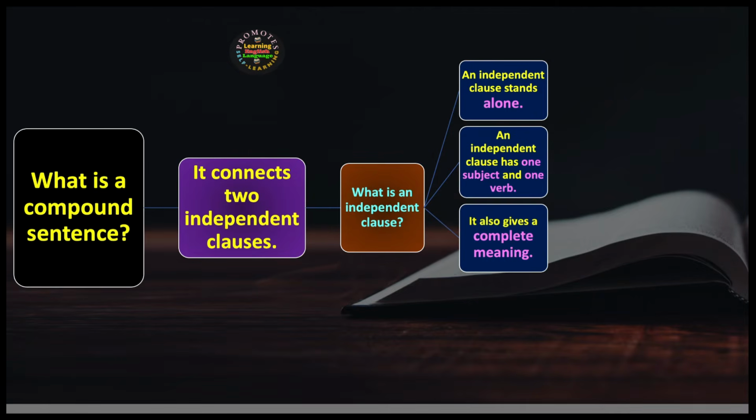Take another example, another idea. It also gives a complete meaning, like a simple sentence. So the point we come to is that an independent clause has the same features as those of a simple sentence. Therefore, we can say a simple sentence always forms an independent clause.